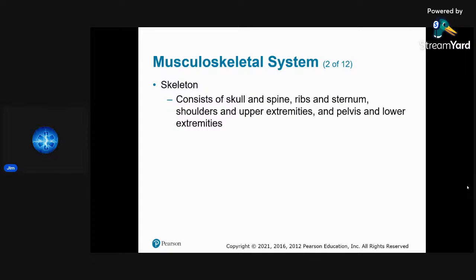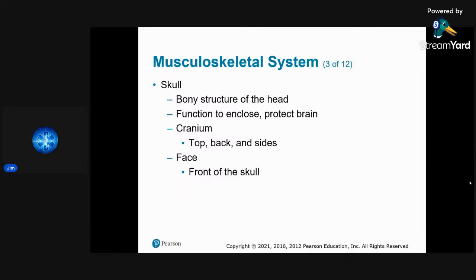The skeleton consists of the skull, spine, ribs, and sternum, shoulders, upper extremities, pelvis, and lower extremities. So how many bones do we have, I'm asking? Depending on the person, but usually 206. And what do I mean by depend on the person? Well, it depends on if you have all your teeth or not, right? Because teeth are bones, so you may be missing some teeth. So you may be missing a few, but on average, it's 206 bones.